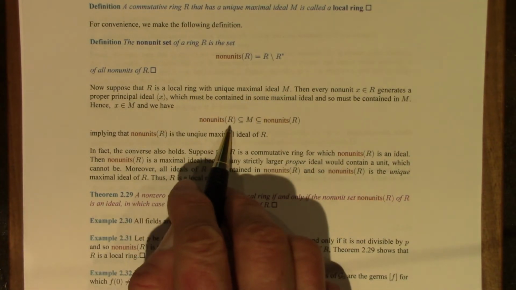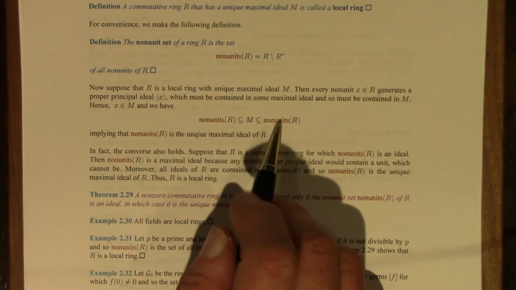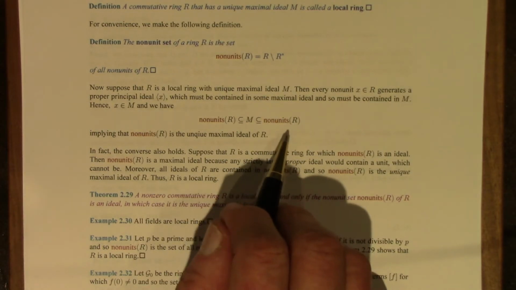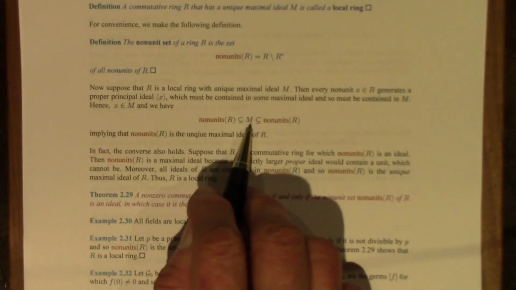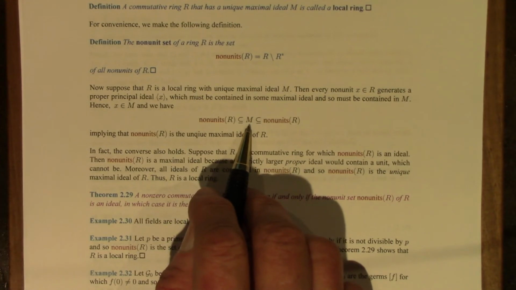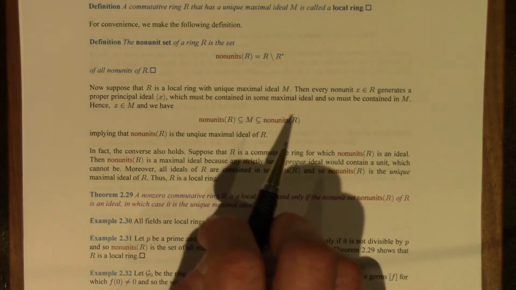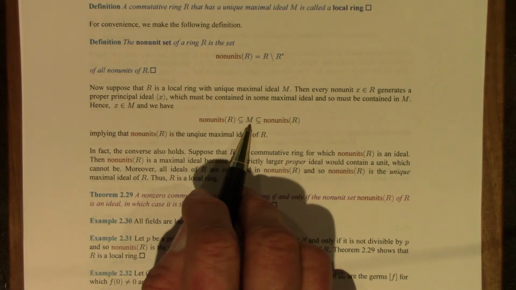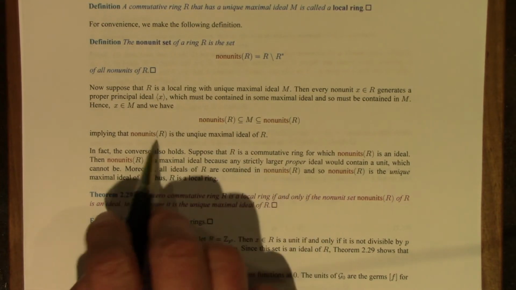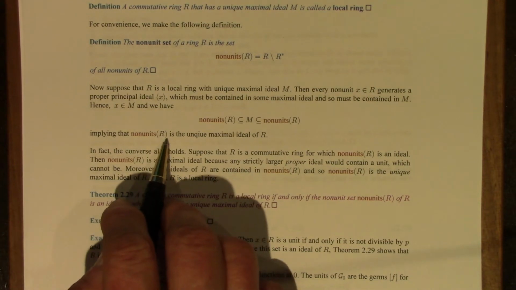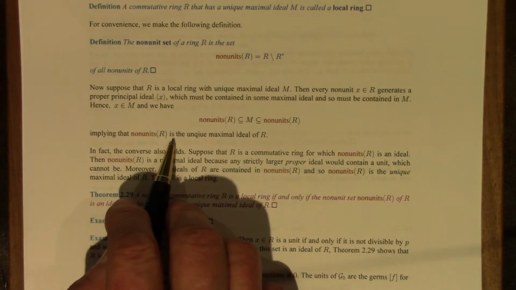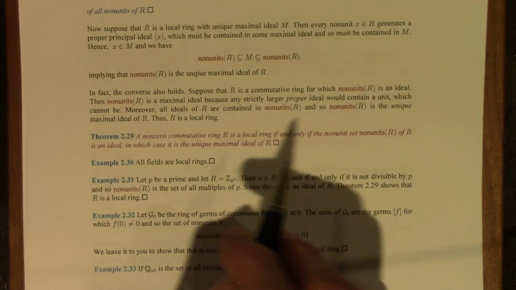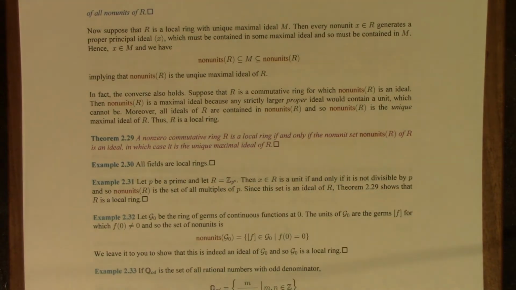So the non-units of R belong to M, which of course belongs to the non-units of R because this is a proper ideal, so it cannot contain any units. And so, in fact, the unique maximal ideal in a local ring is the set of non-units of the ring. But the converse is also true.